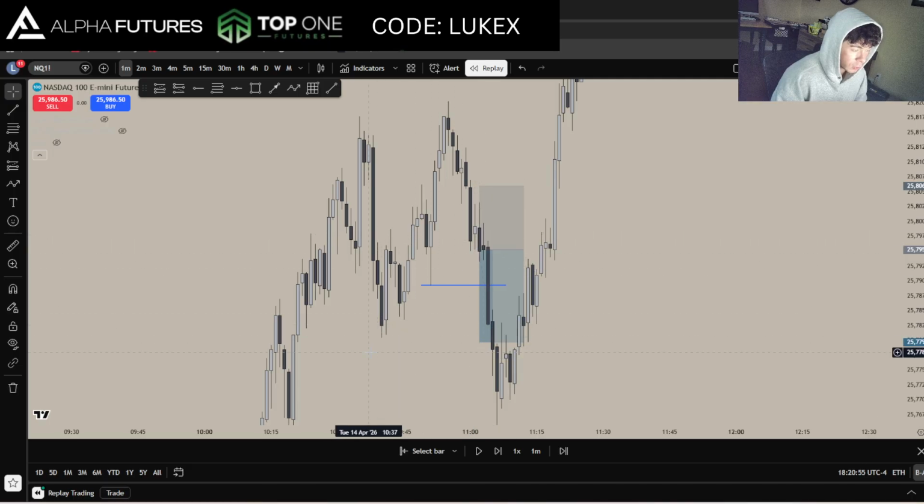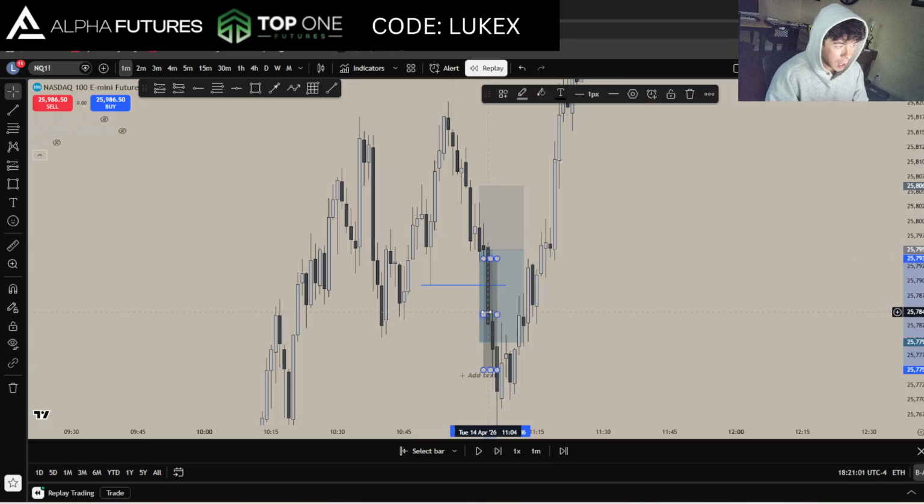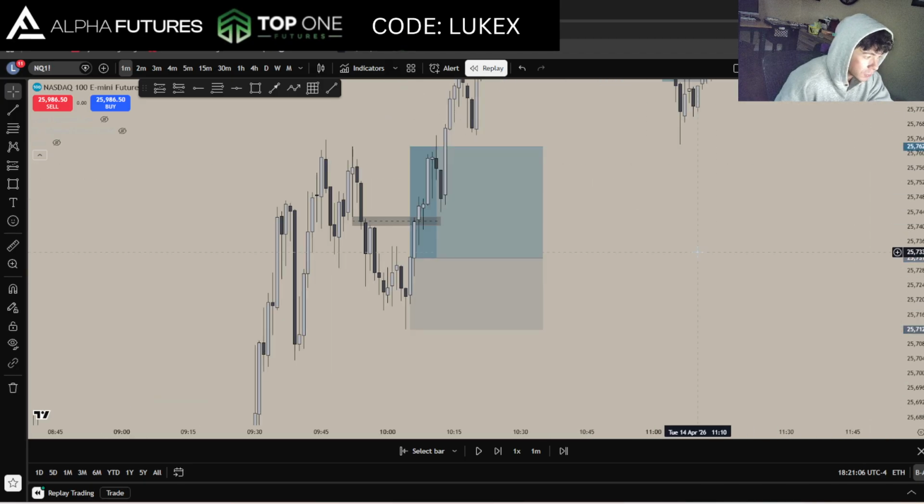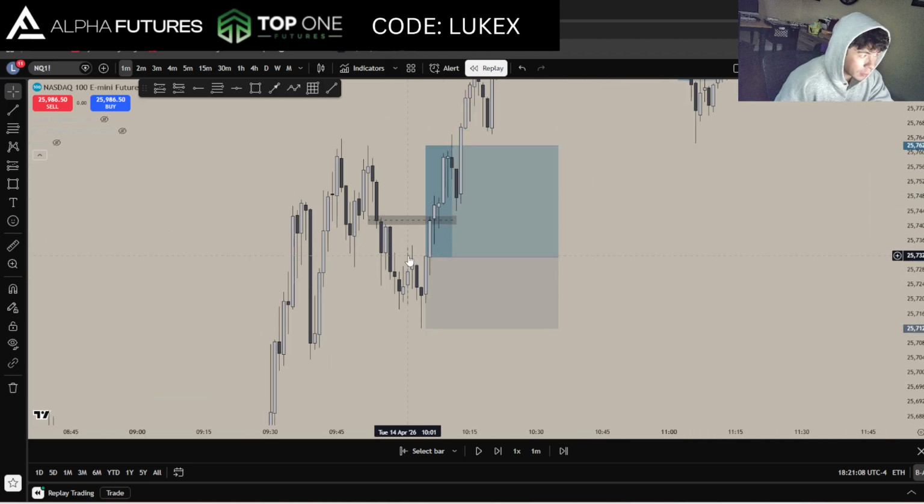We want price to flush through this. So we're going to mitigate our risk and go break even. And if we're truly on side, price should just flush through it. And there we go. We actually end up getting this, right? I think I took this trade, actually. I can't really remember.